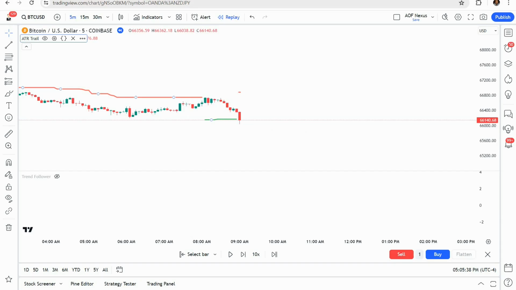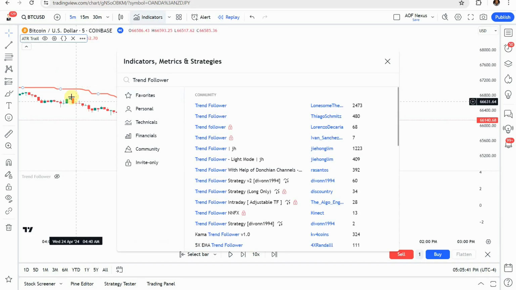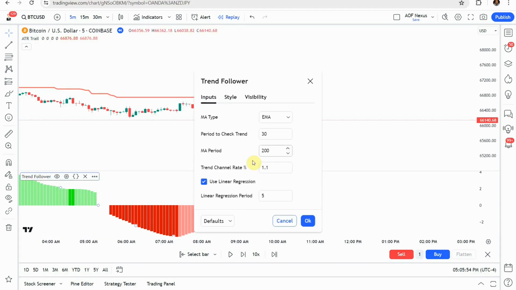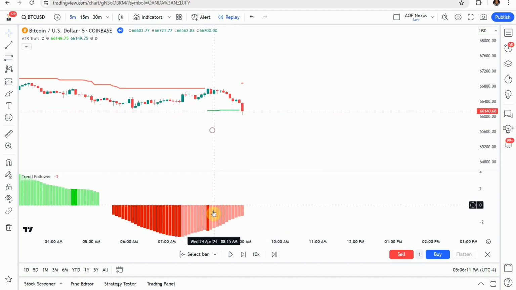The next indicator we will add to the screen is going to be the trend follower indicator. It's going to be this top one right here by Lonesome, I forget exactly what it is, but the top one nonetheless. So add that to the screen. And again, we're going to jump into the settings of this one as well. And so for the period to check trend, you're going to change that to 30. And for the MA period, you're going to change that to 200. For the trend channel rate percent, you're going to change that to 1.1. Click OK. And again, that indicator there will be all set up.